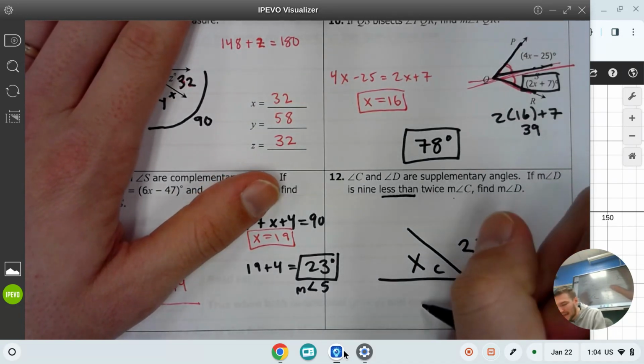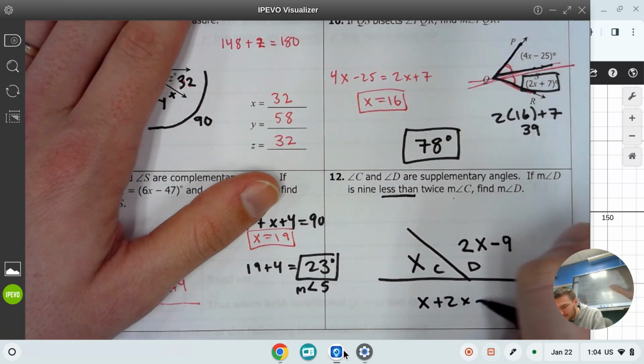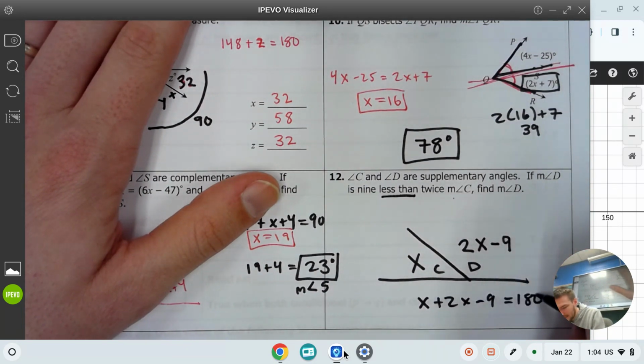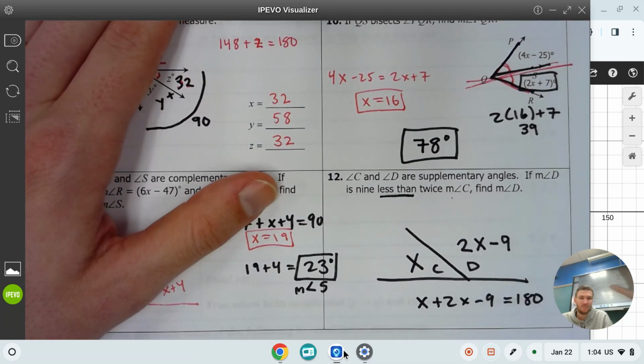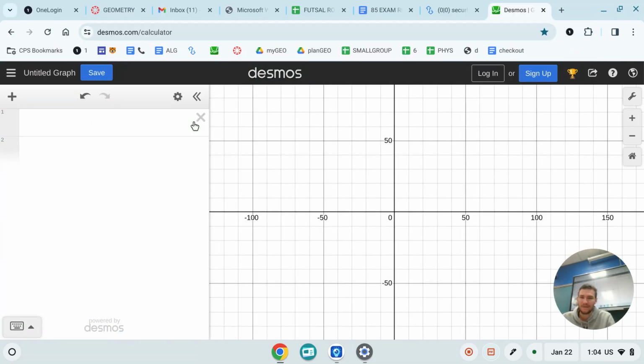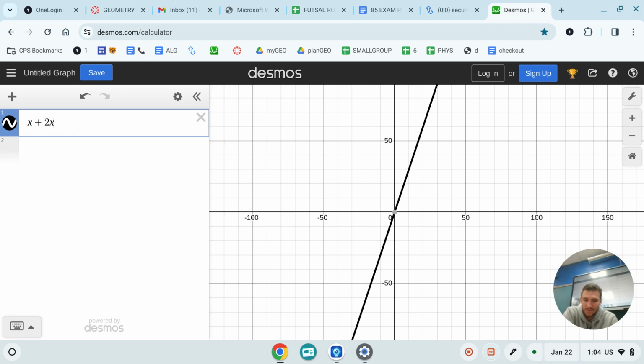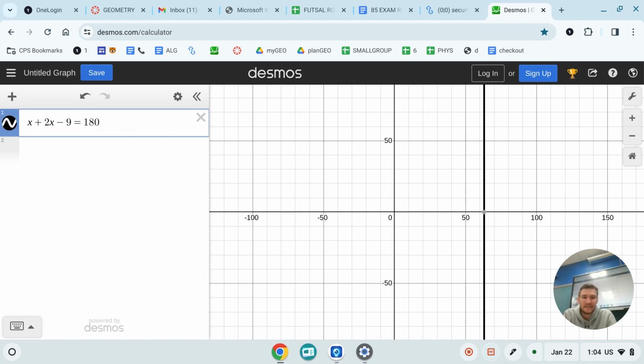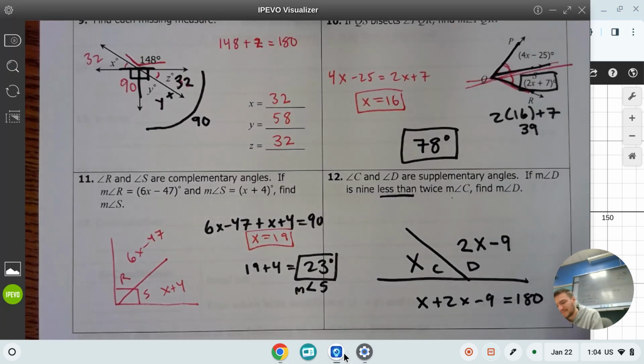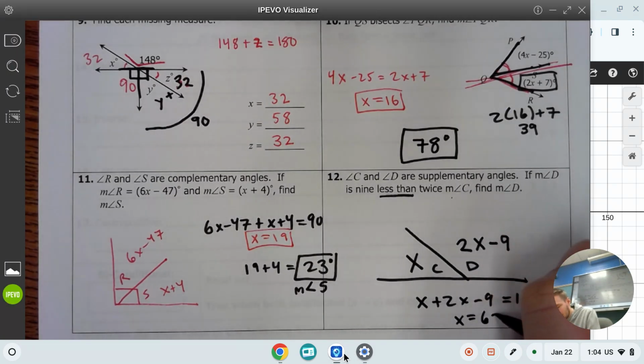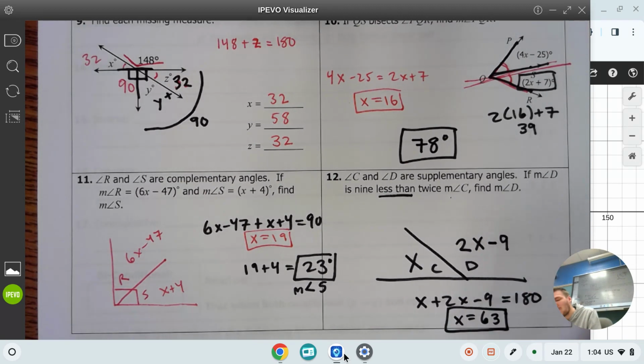We know that these are going to add up to make 180. So we add them up, we make 180. Figure out what we got. X plus 2x minus 9 equals 180. And we got 63. X equals 63, which isn't quite what we want.